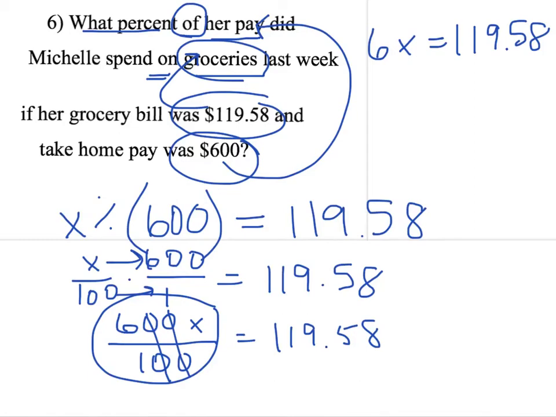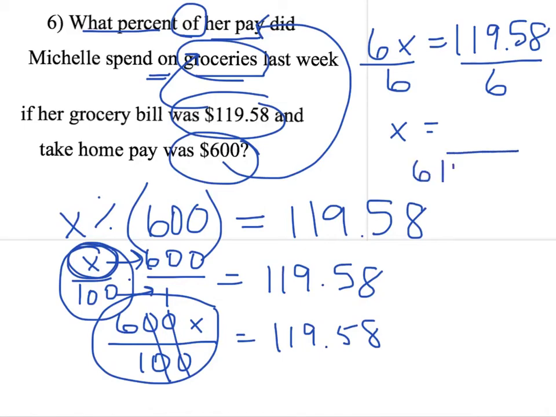So I'm going to divide by 6, and whatever I get for x now is going to be my answer. Since I put it as a percent, the answer is already going to be in percent form. I don't need to move that decimal point. So long division is going to get me there. So 6 on the outside, 119.58 on the inside, and I can put my decimal point right above.